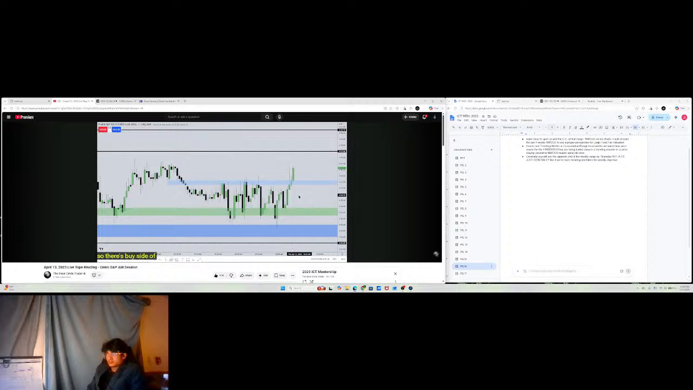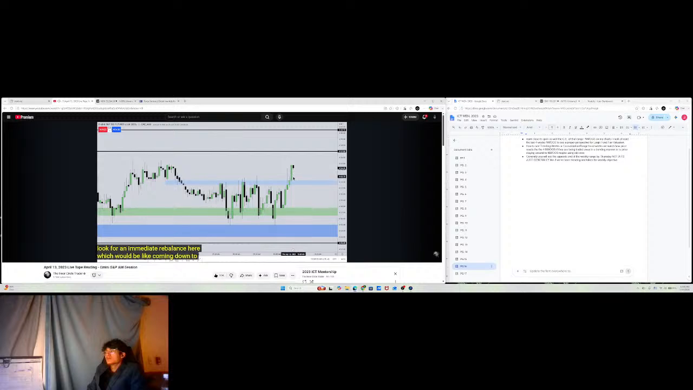So there's buy side at 41.36, relative equal highs here. About 8 minutes past 10 o'clock. Look for an immediate rebalance here, which would be like coming down to the top of this candle or just short of it, and then run higher. That's what I would expect to see, something like that.